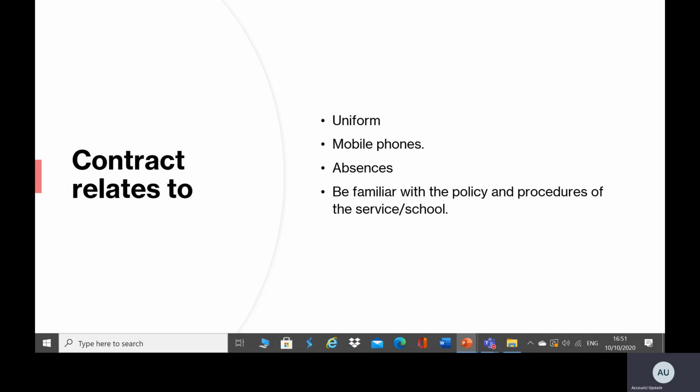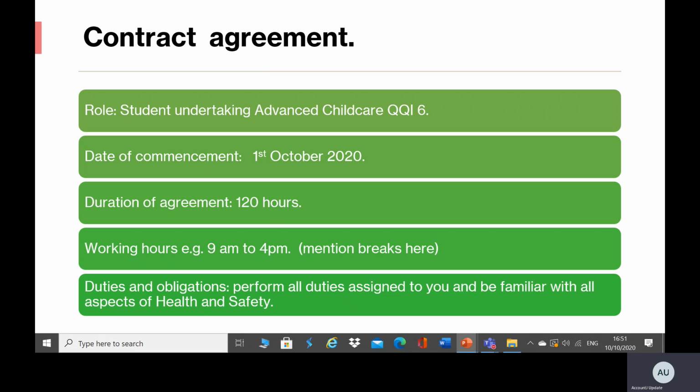Now we're going to break it down. The role, your contract agreement would be, so you head something role and you put a student undertaking advanced childcare QQI6. That's the role. The date of commencement for all of you will be the 1st of October 2020. You cannot put anything other than the 1st of October 2020 because we didn't start the course until the 30th of September. If you put down the 28th of August 2020, you're wrong because the course didn't start, and that is simply just the 1st of October 2020.